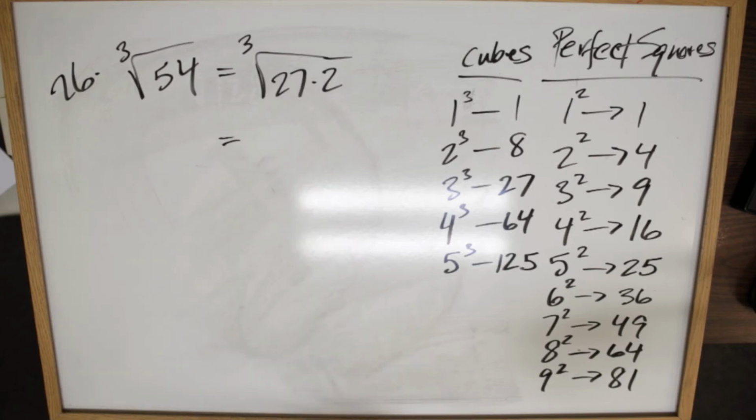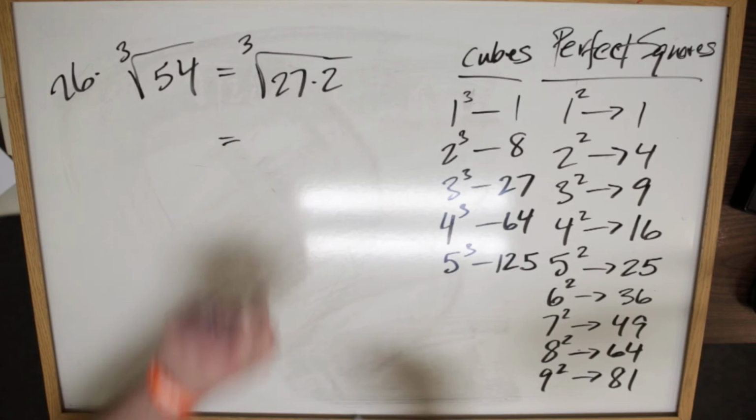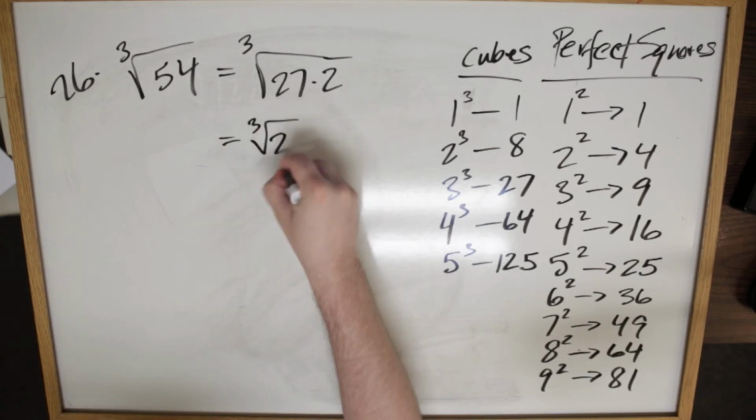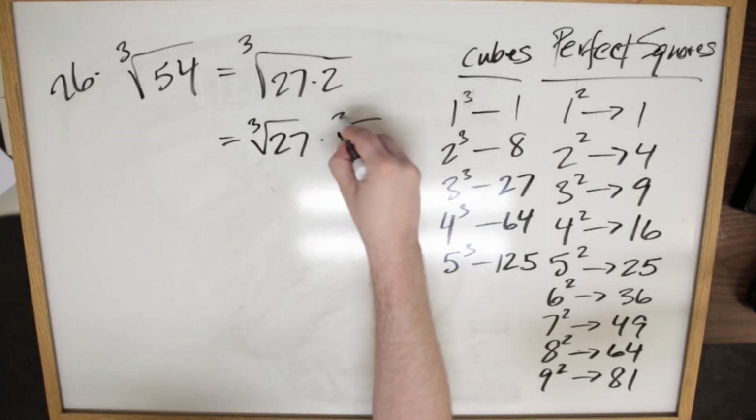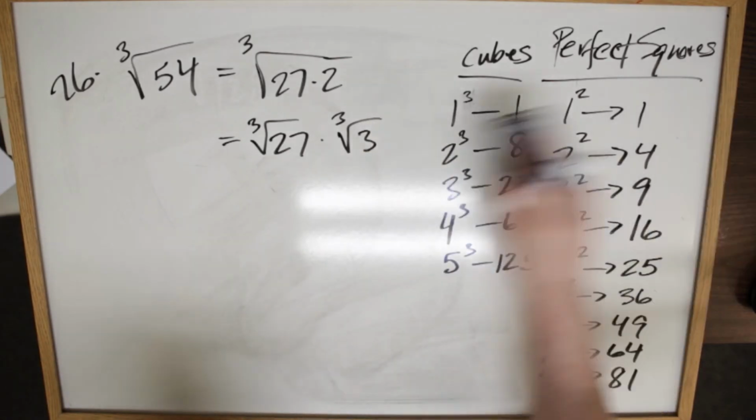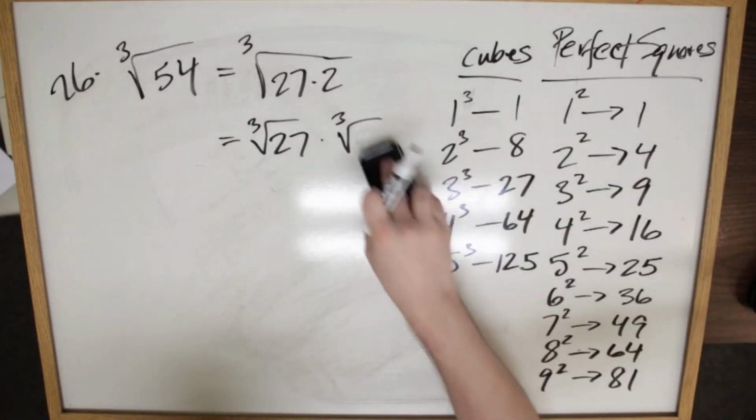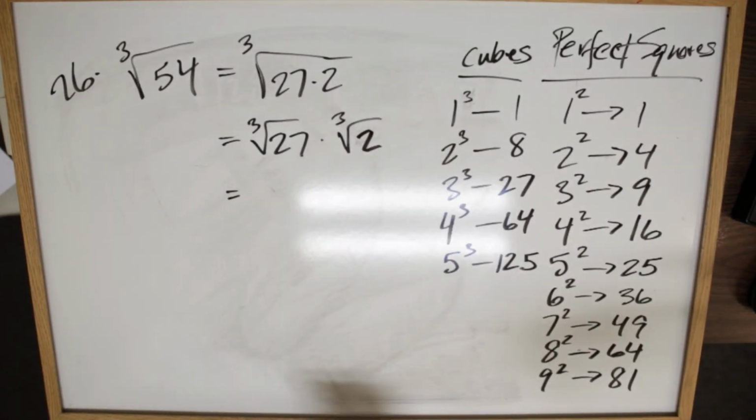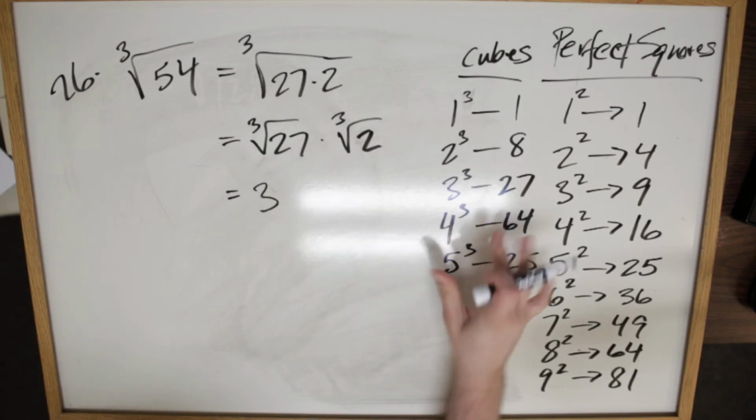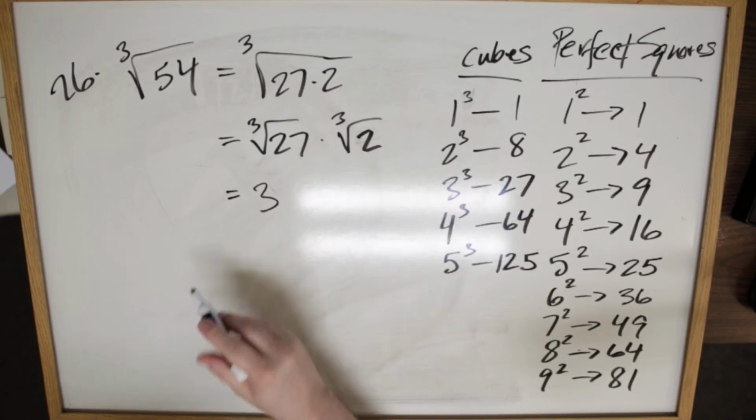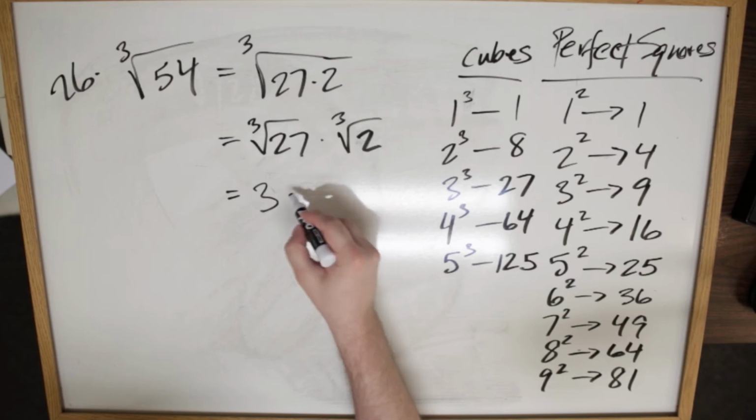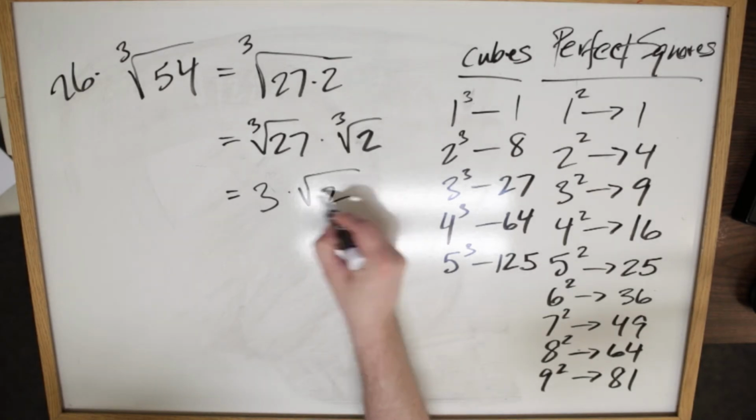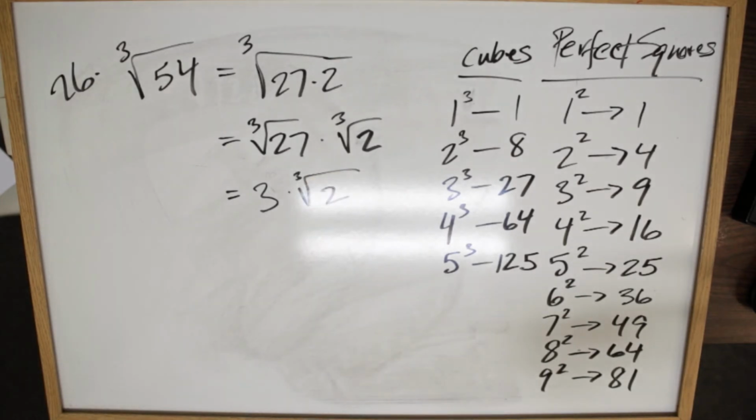So here, when you go ahead and continue working this out, you have the cube root of 27 times the cube root of 2, sorry. Getting my numbers all mixed up here. Cube root of 2. So this is going to be the same thing as 3, right? Because the cube root of 27 is 3 times the cube root of 2. Okay? And that is our final answer.